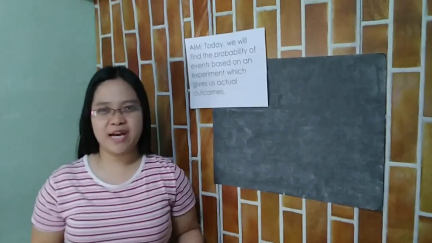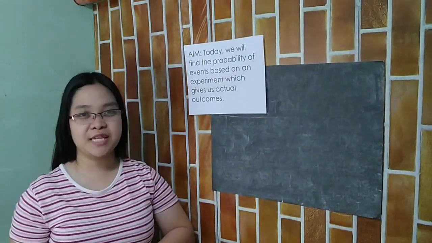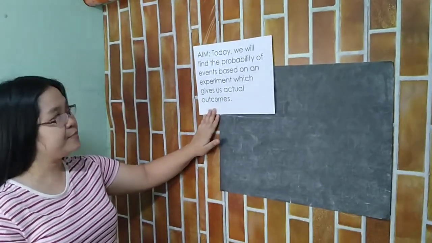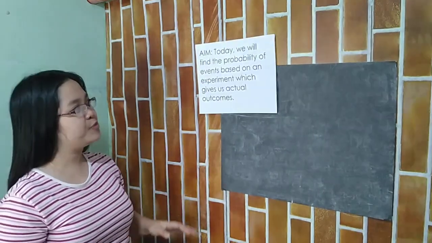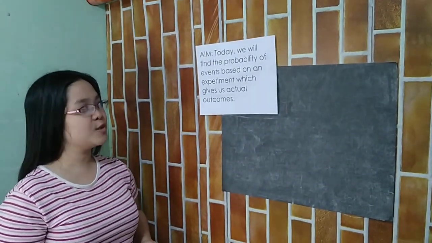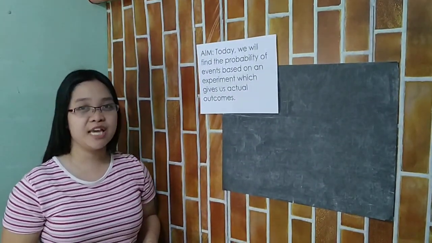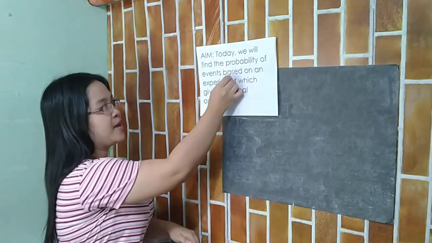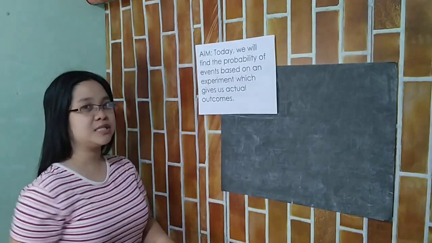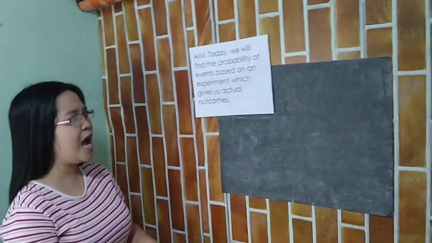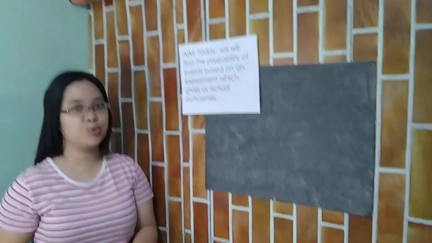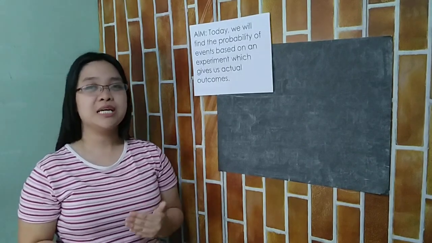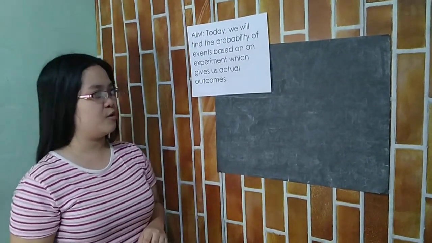Good afternoon, grade 5. So for today, we will learn another thing in math. So I want you to look at this one. For our aim for today, we will find the probability of events based on an experiment which gives us actual outcomes. Take note of the term experiment here because later on, I will explain how this experiment has something to do with probability. And how is it different from our previous topic about theoretical probability?